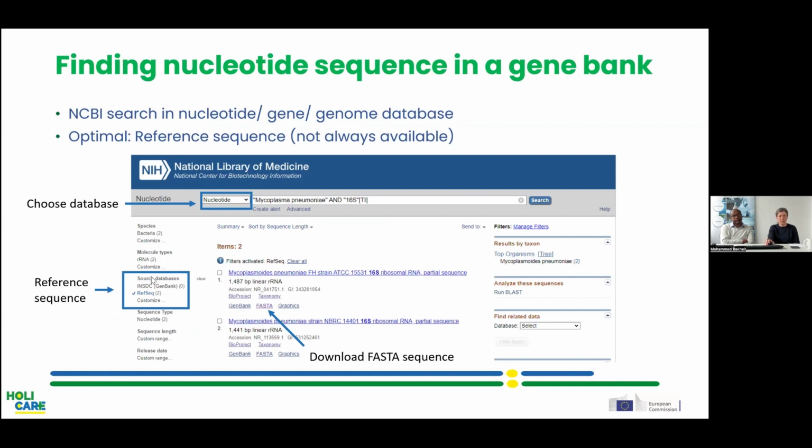And there's a sub-database, the reference sequence database, which contains annotated and curated sequences. And this means that these sequences have a very high quality, that they can be trusted, that they don't have gaps or wrongly sequenced parts. And there you have the possibility to download the FASTA sequence. Now I'd like to switch to the browser.